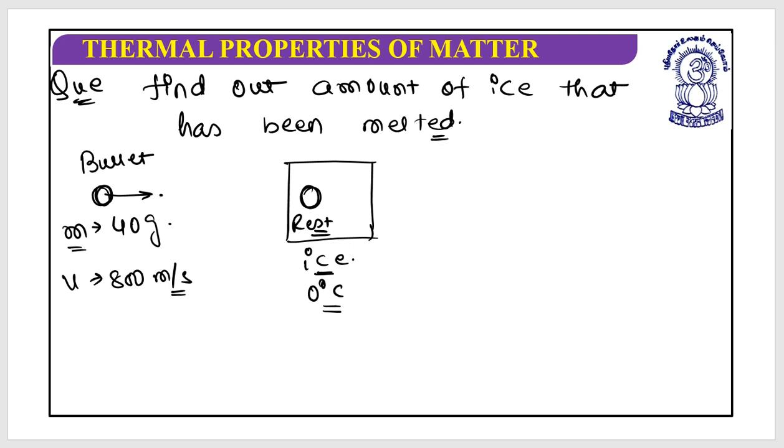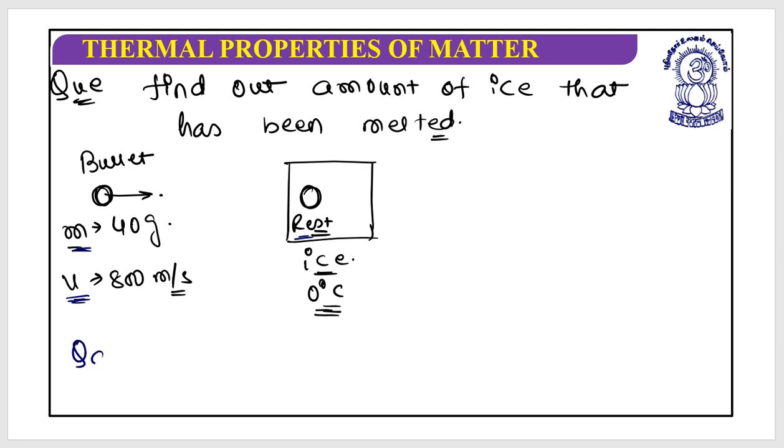Ice is there, and it is at 0 degree Celsius, so it is ready to convert. Now the question is, who will provide me the energy? What I understand, and what you also understand, is that it is the kinetic energy that will provide the required energy, because initially it is moving with 800 meter per second and it came to rest over here. That means the total kinetic energy has been used to melt this mass.